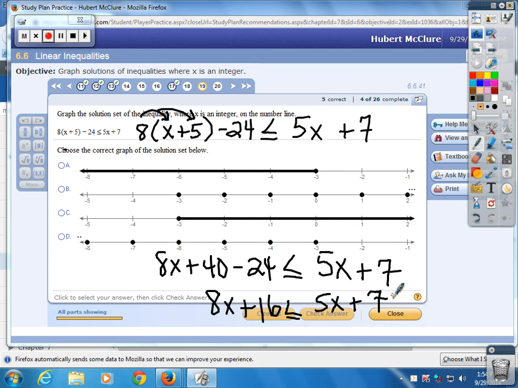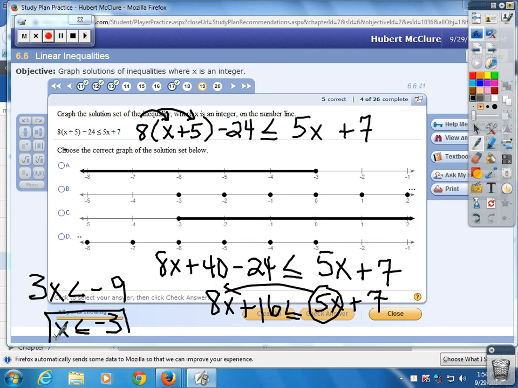Am I going to move 5x over or 8x over? 5x over, and that becomes 3x is less than or equal to, we'll take the 16 over, that's 7 minus 16 is negative 9, and x is less than or equal to what? Negative 3. What kind of circle is going to be on negative 3? Closed. So they're all right as far as negative 3.